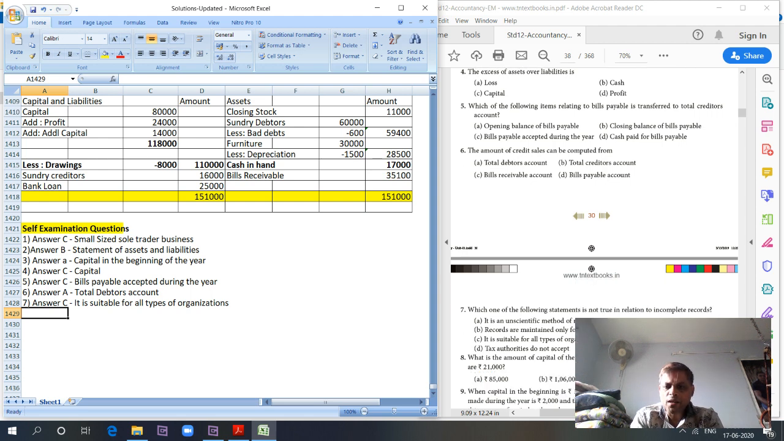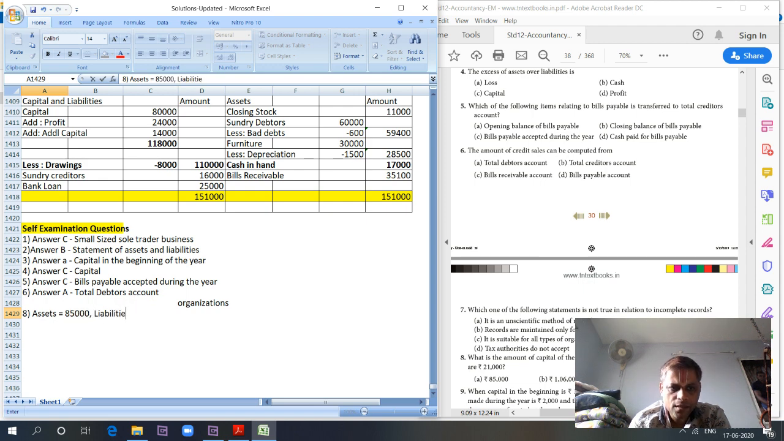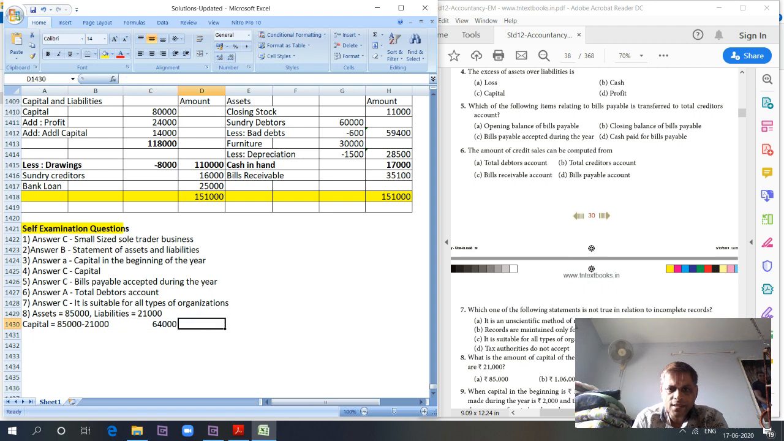What is the amount of capital of the proprietor if his assets are 85,000 and liabilities are 21,000? So answer C. Assets is equal to 85,000. Liabilities is equal to 21,000. Capital is equal to assets minus liabilities, which is 85,000 minus 21,000. That is equal to 64,000. Answer D.